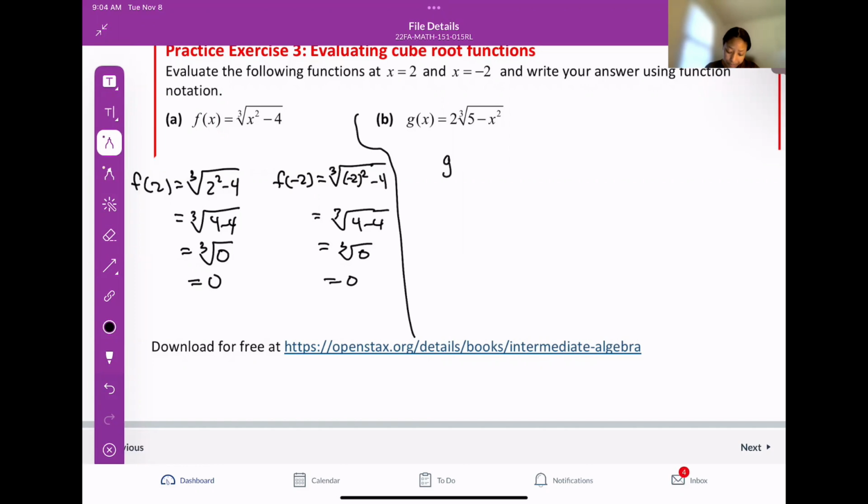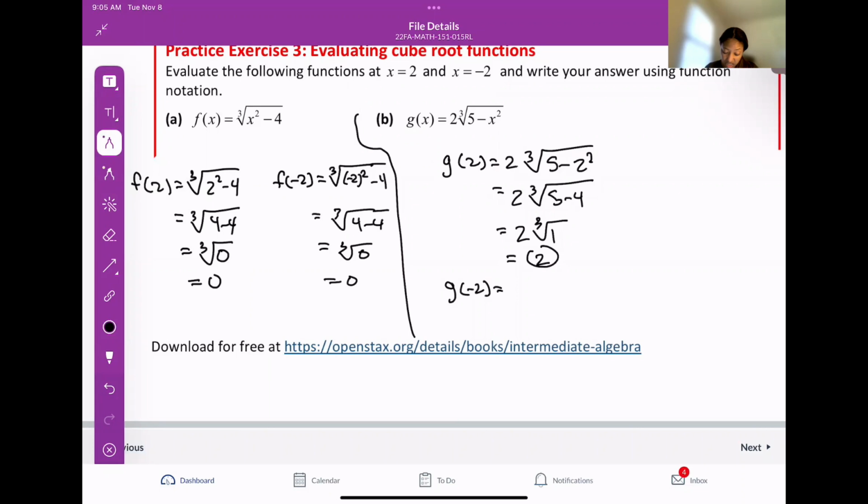For g of 2, it's 2 times the cube root of 5 minus 2 squared. That's 2 times the cube root of 5 minus 4. The cube root of 5 minus 4 is the cube root of 1, and the cube root of 1 is 1. So this gives you 2. Just 2. G of negative 2 will work out the exact same way. This would be 2 times the cube root of 5 minus negative 2 squared. But negative 2 squared is also 4. So we just get 2 times the cube root of 1, which is 2.